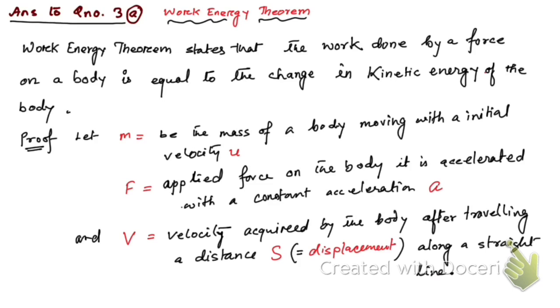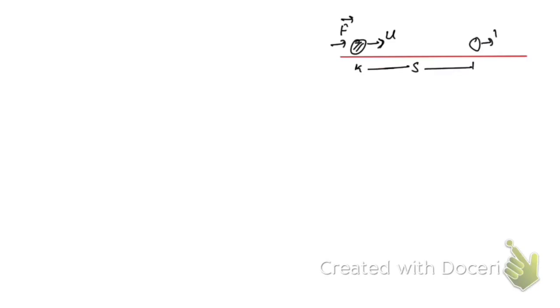Now let me take a new slide. Along a straight line, suppose we have an object moving with initial velocity u, and a force is applied in the direction of motion. It is displaced through a distance s, and its final velocity becomes v as it undergoes an acceleration a due to application of the force F, and the mass of this object is m. Those are the things we have considered.